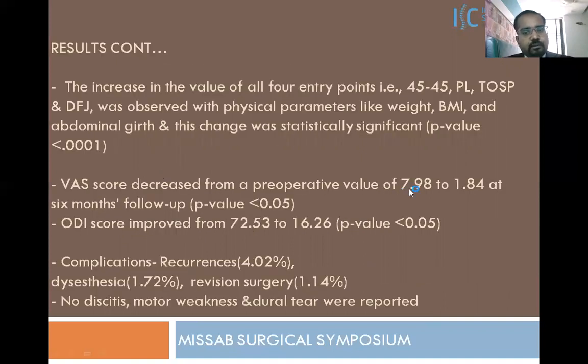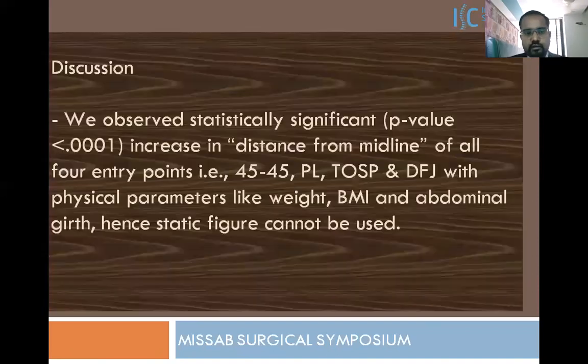VAS score decreased from a preoperative value of 7.9 to 1.84 at 6 months follow-up. ODI improved from 72 to 16. The main point in the statistical analysis was the increase in value of all 4 entry points, that is 45-45, PL, TOSP and DFJ, with physical parameters, and this change was statistically significant with a p-value of less than 0.0001. The complication rate was recurrence in 4%, dysesthesia 1.7%, revision in 1.14%. There was no discitis, motor weakness or durotomy.